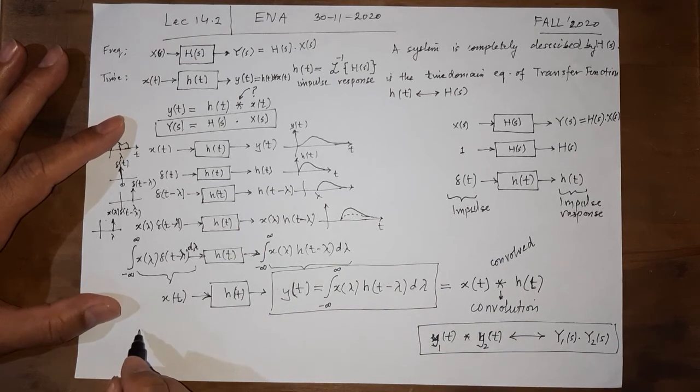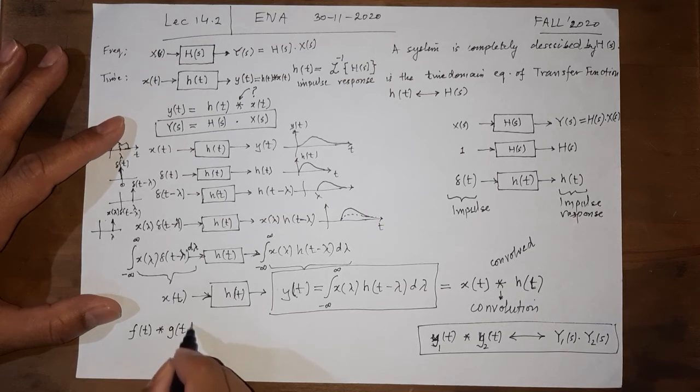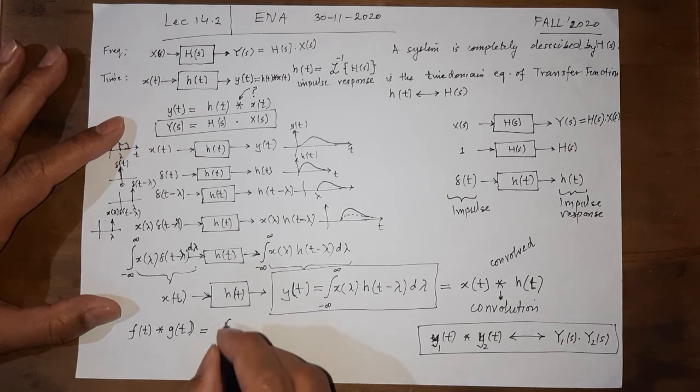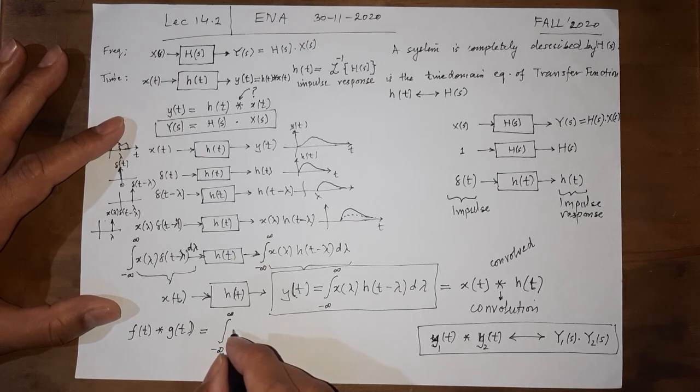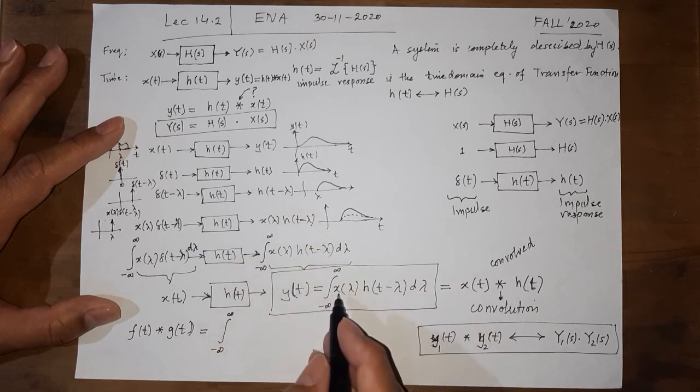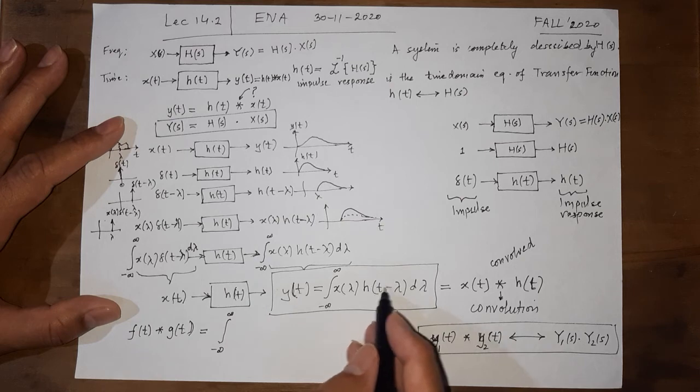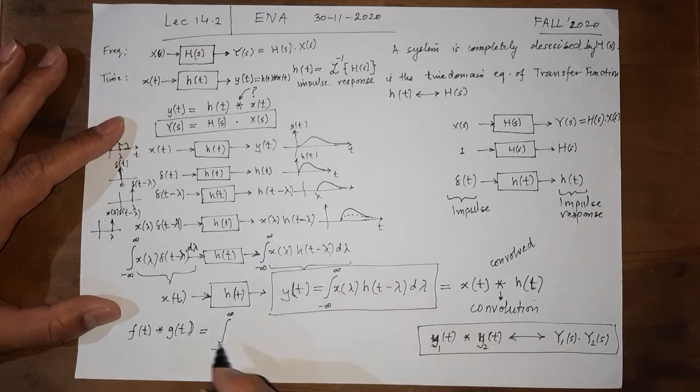So for two functions, say y1 and y2, or say f and g, two functions convolved together, by definition they are equal to an integral for all the values of a new variable, say lambda or k, it does not matter. And we can show this, by the way, that whether we shift this one or this one is the same thing.